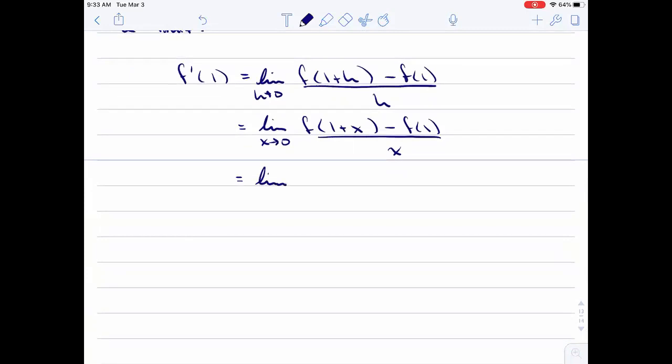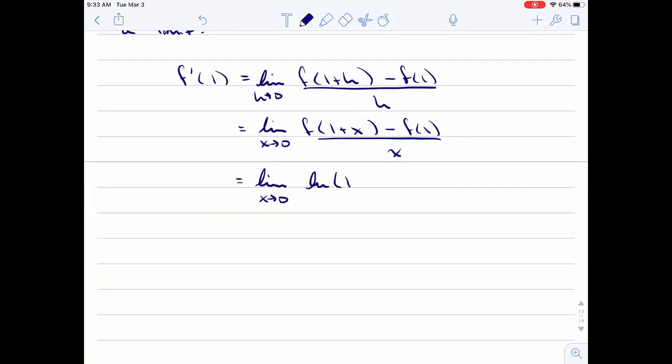Just going to be the limit as x goes to 0 of, and f of x was the natural log of x. So now we're taking the natural log of 1 plus x minus the natural log of 1, which we just found out was 1, or sorry, 0, over x. Too many 1s. I guess we didn't just find out. We just established that it was 0.